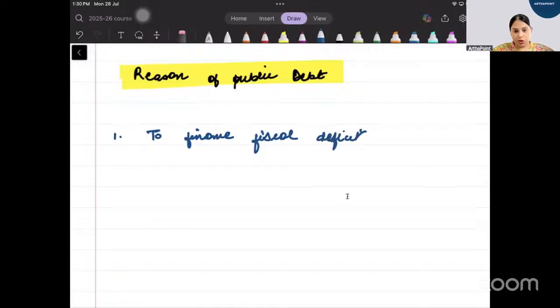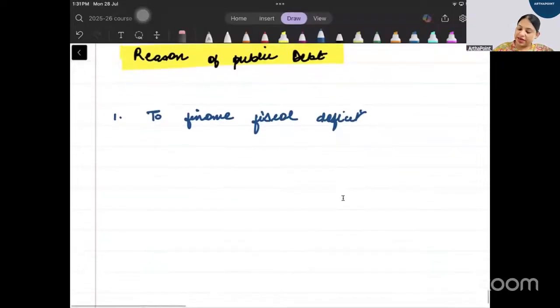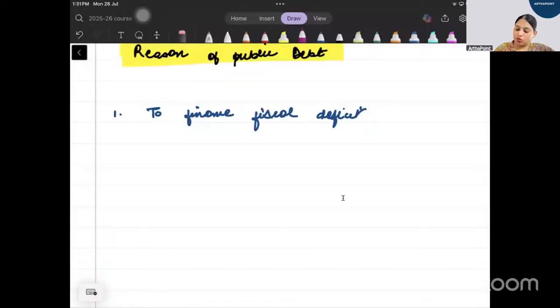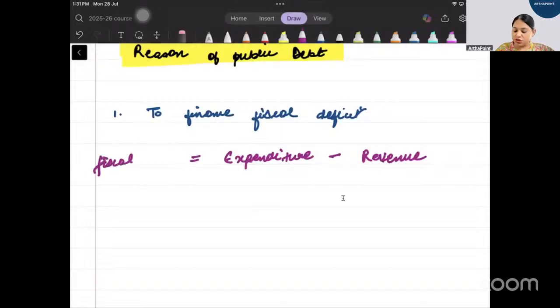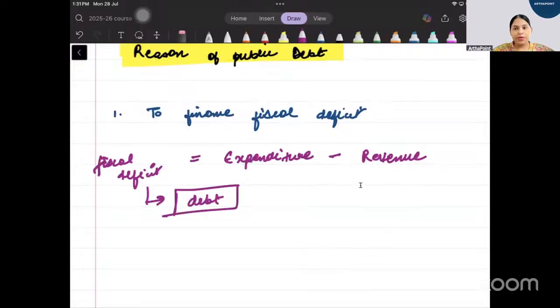So as I have told you, basically, when do we have to take a loan? There is an expenditure, there is revenue of the government. The difference between those two is deficit. Now for this deficit, I need money which I can raise through debt, right? So we can say that it helps us to finance the public deficit.